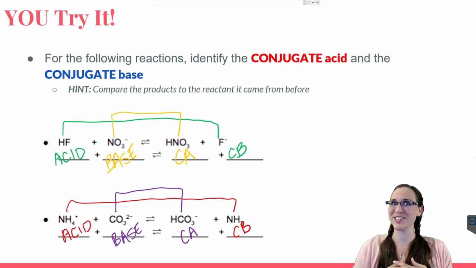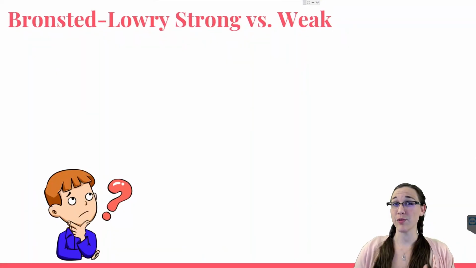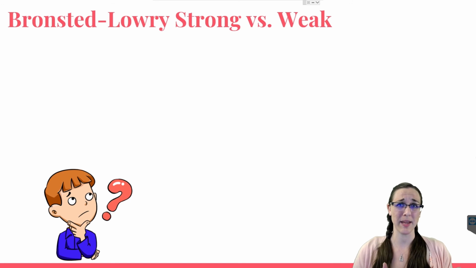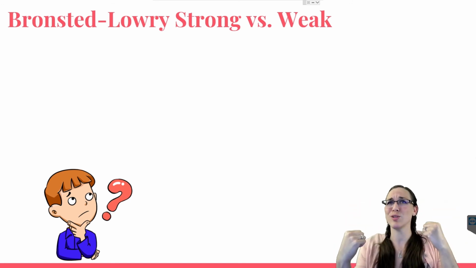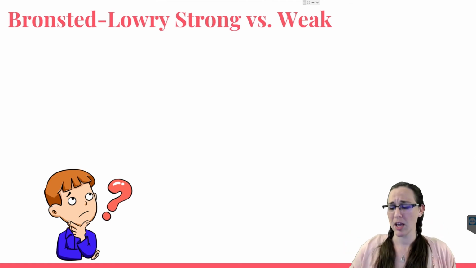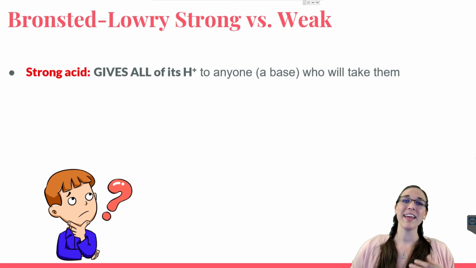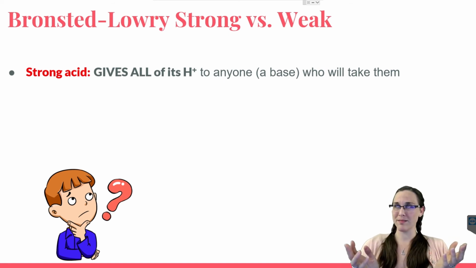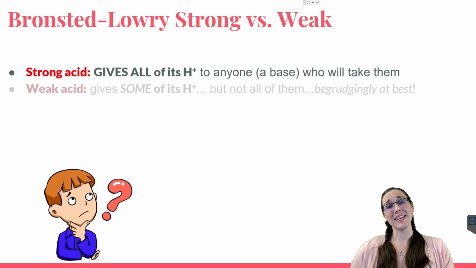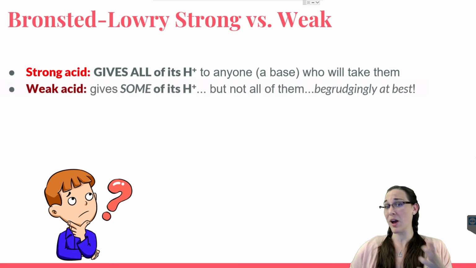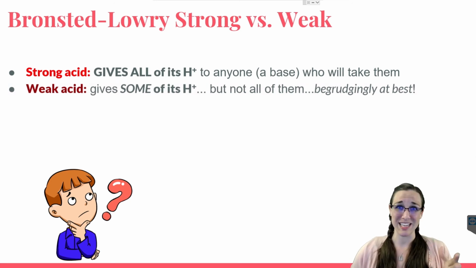Another point of confusion for a lot of students is the difference between strong and weak acids and bases. Now, this doesn't have to do with muscle strength, like you are a bodybuilder of acids and bases. No, strength here has to do with how many H's you give. If you're a strong acid, you give away all of your H's to anyone, particularly a base, obviously, who will take them. And if you're a weak acid, you only give some of your H's, but not all of them, so you give them begrudgingly at best.